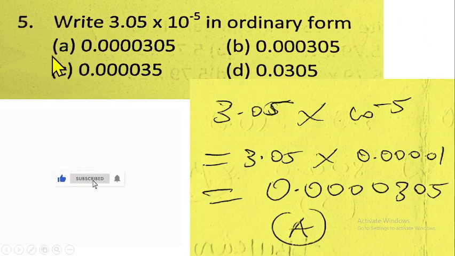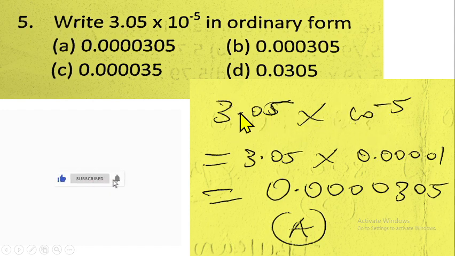Question number 5 is what you are seeing on the screen right now. Write 3.05 times 10 to the power minus 5 in ordinary form. You are given this number in standard form. They want you to write it in ordinary form. So you have 3.05 times 10 raised to the power minus 5. Of course, you can do it straight away.